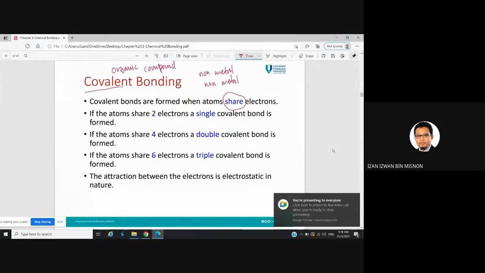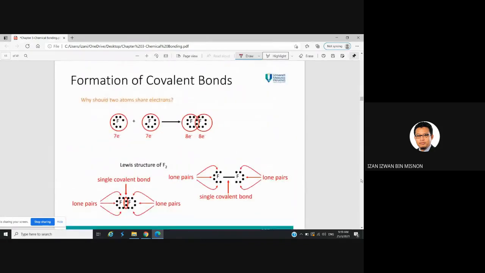Okay. If the atoms share 2 electrons, a single covalent bond is formed. If the atoms share 4 electrons, a double bond will be formed. If 6, then a triple bond will be formed. The attraction between the electrons is electrostatic in nature. So let's see how it takes place. Okay. We have an example of fluorine gas, F2.